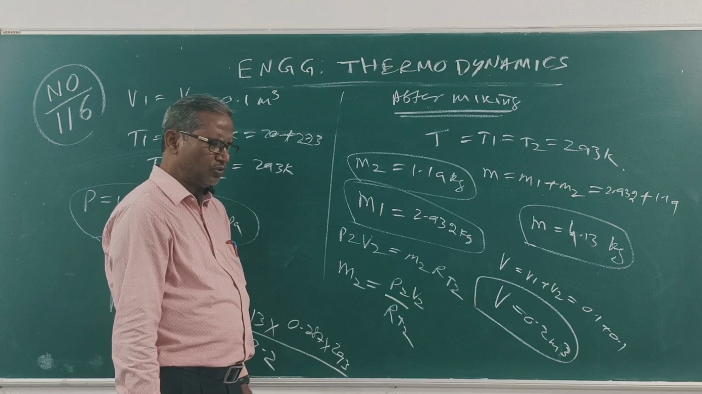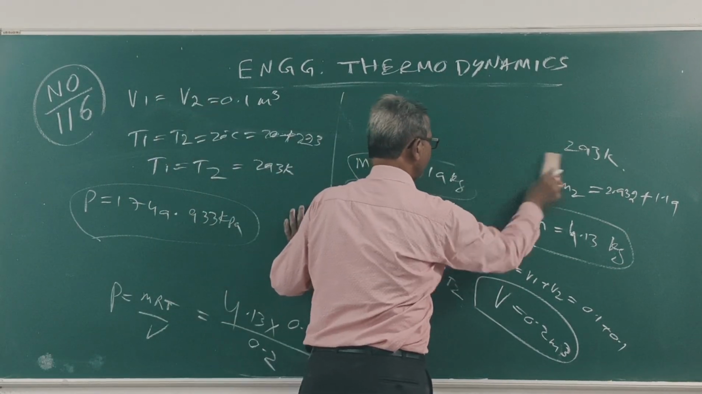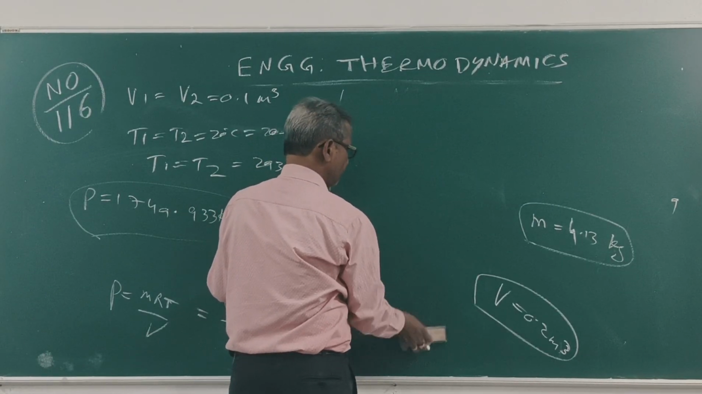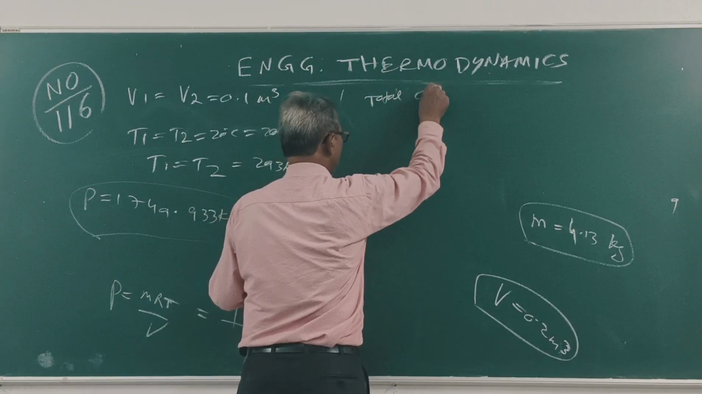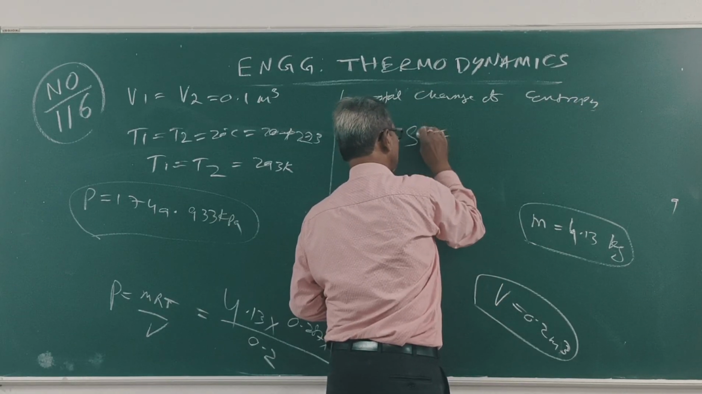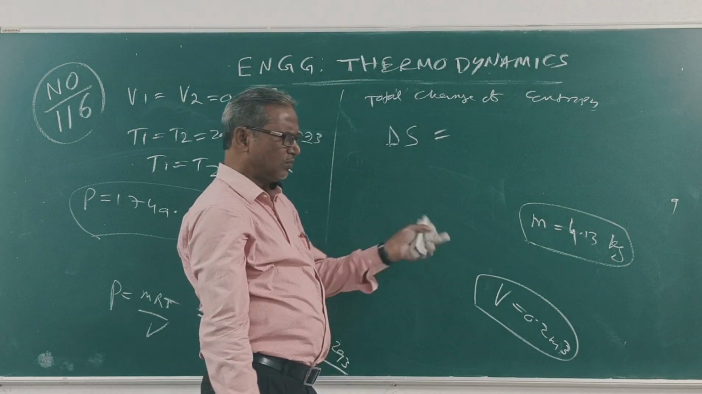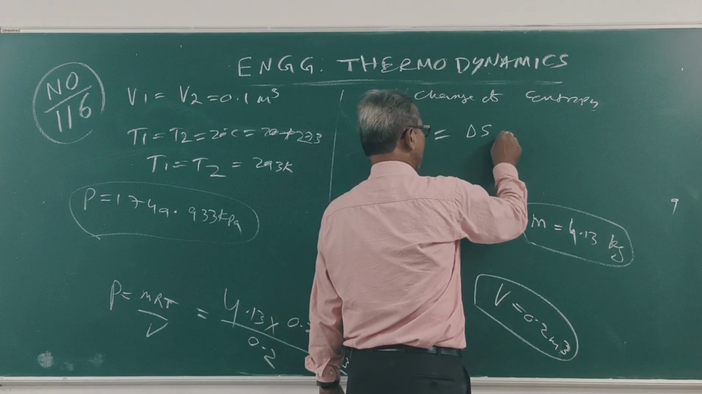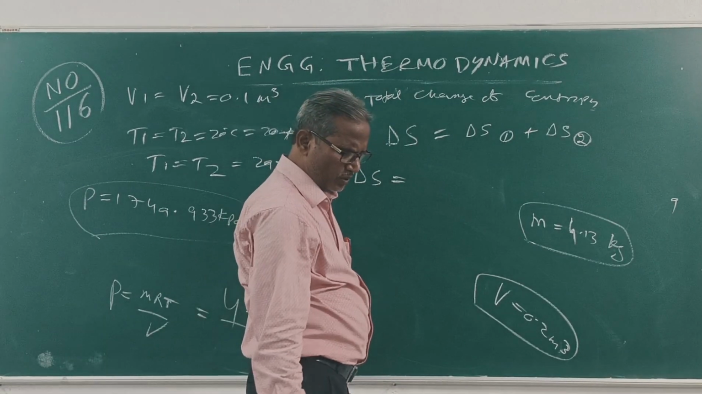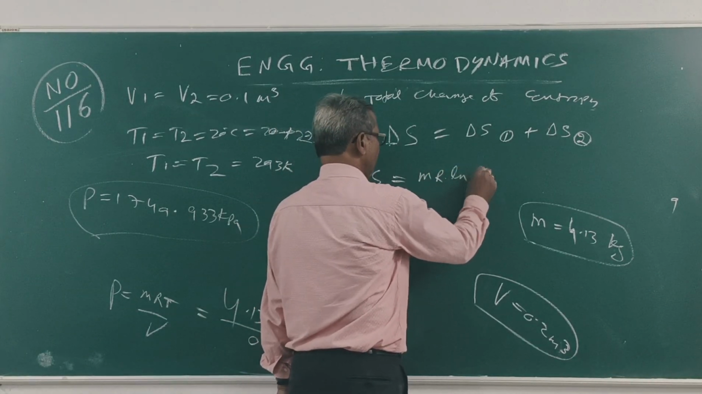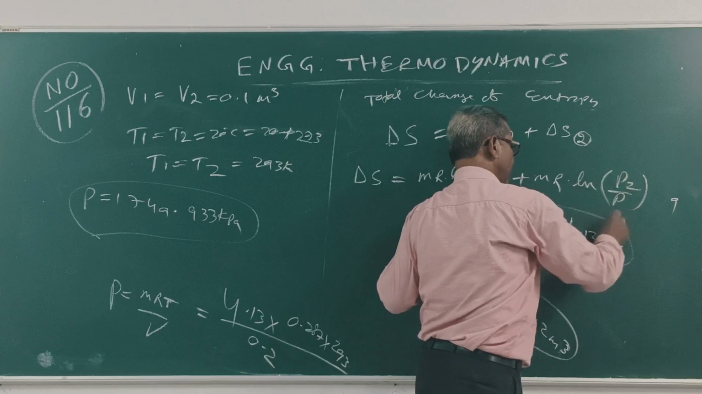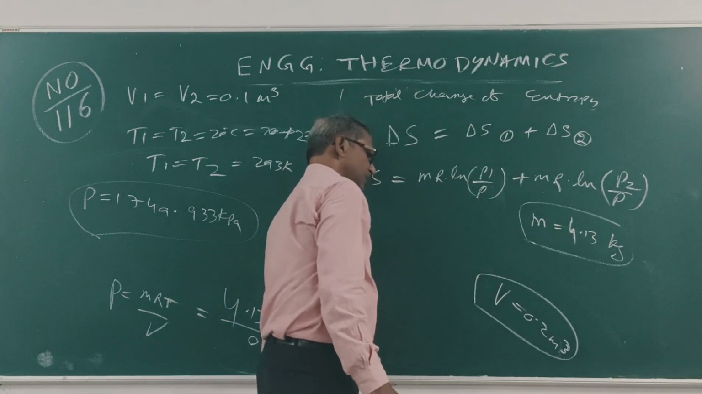Now, total change in entropy. Delta S is equal to delta S1 plus delta S2. Clear? So delta S is equal to M1 R ln P1 by P plus M2 R ln P2 by P. Right? This is delta S.